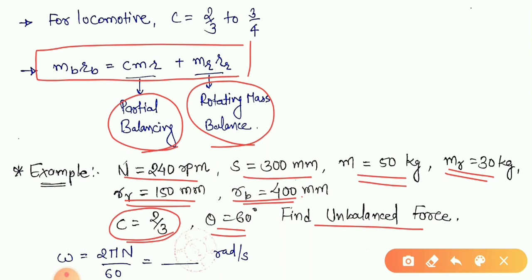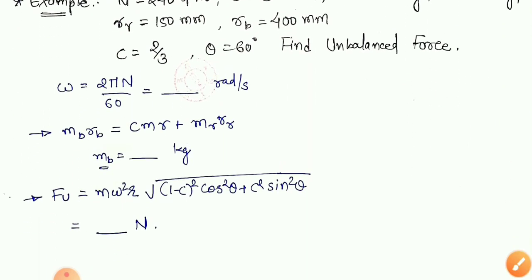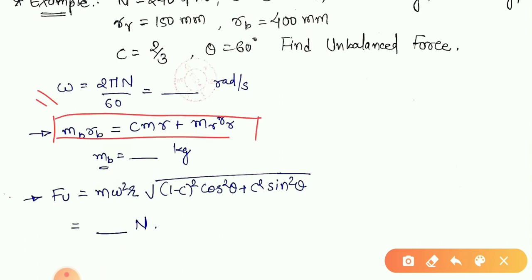First of all we have to find the angular velocity omega, which is equal to 2 pi N upon 60. And as we know, this is the equation of primary balance: m b r b is equal to c m r plus m r r r. Here we have to convert the radius from mm to meters, and we can find the balancing mass in kg. The unbalanced force equation we know, and by putting in the values we can find the unbalanced force.